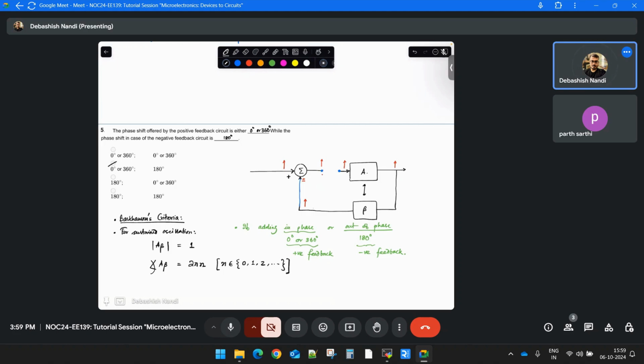So oscillation means by default you have to have positive feedback, right? Yes, sir. And what is the phase difference? 2 pi is what? 360-degree. Yes, sir. N is 0 means 0 degree, 1 means 360-degree, 2 means 720-degree. You see? So from this Barkhausen's principle also you can answer this question if you remember that thing.